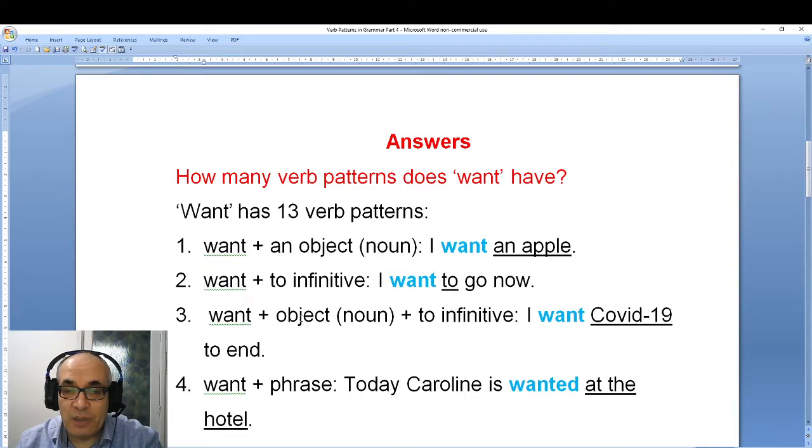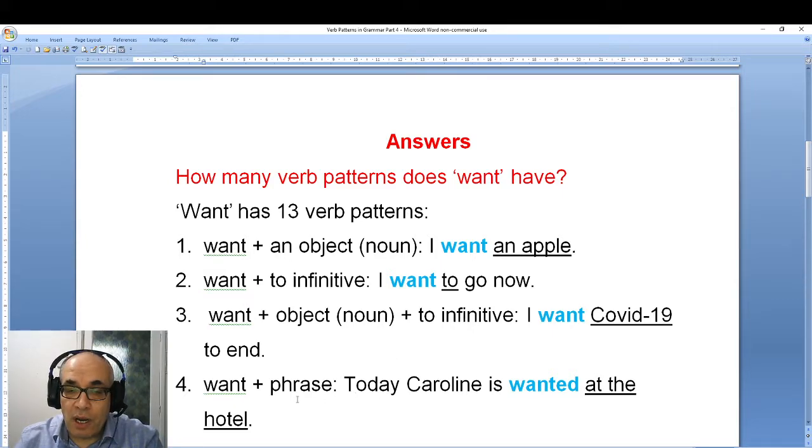After want I can use an object plus to infinitive. So I want COVID-19 to end. COVID-19 is the object and it is a noun, and then I use to and end. This is the infinitive with to. Of course, to is infinitive and end is another verb. So I want COVID-19 to end. I want you to study. I want people to understand. This is how we use want.